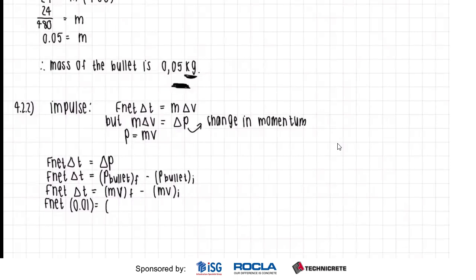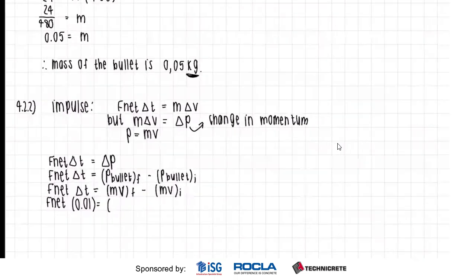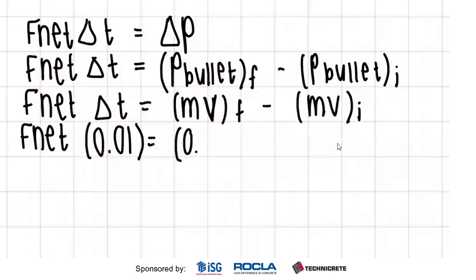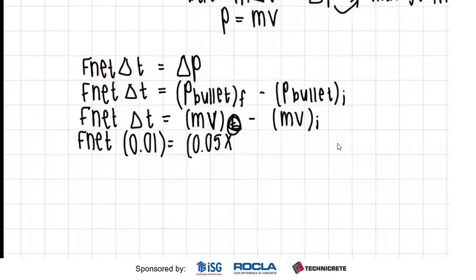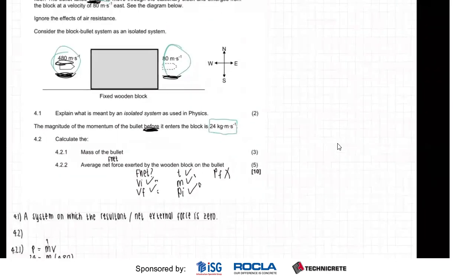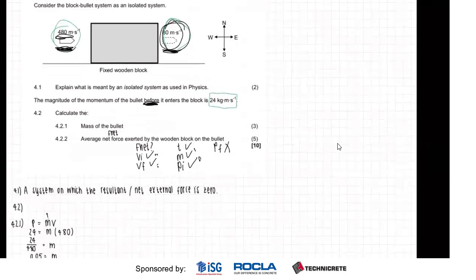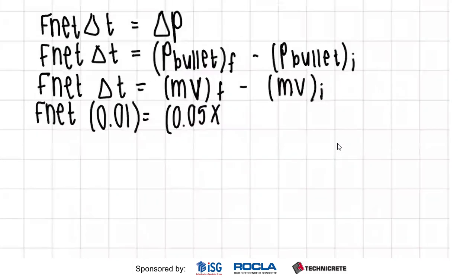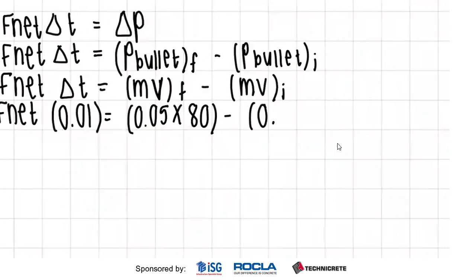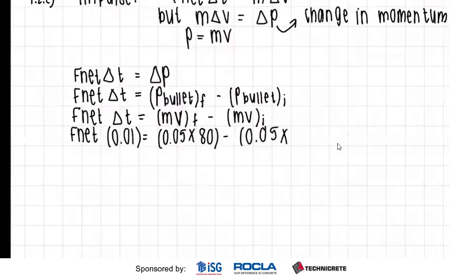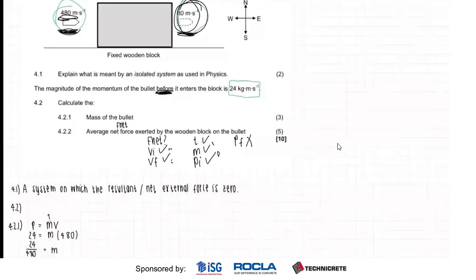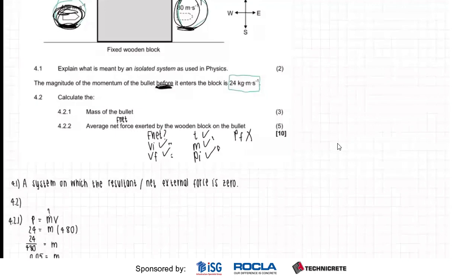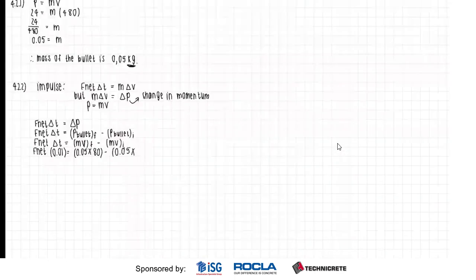If you had changed this to grams, you must remember to change it back to kilograms for this question, because you can't have it in grams. 0.05 times, now we're looking for the final velocity when it exits the block. The final velocity, 80 meters per second. Minus, okay, I told you that the mass stays the same. The bullet doesn't lose any of itself when it travels through the block. Now we're looking for the initial velocity before it went into the block. That is 480 meters per second.